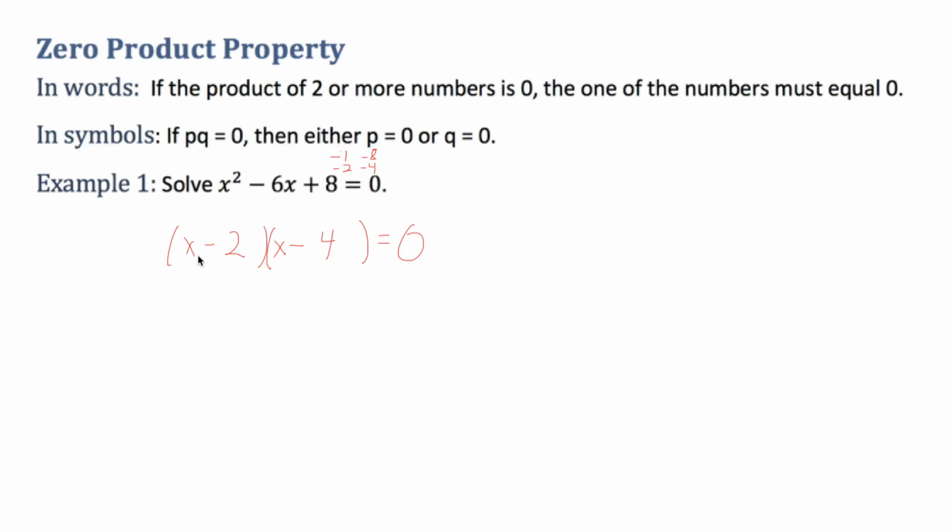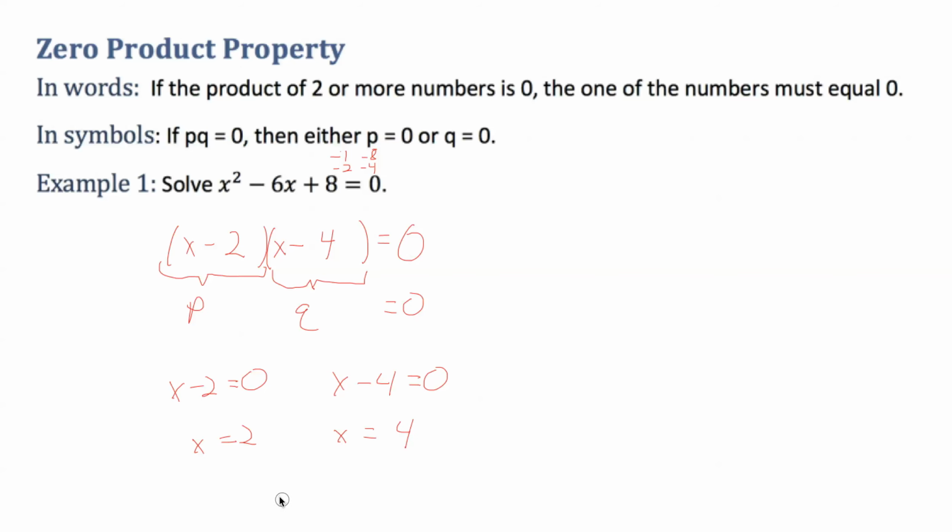Now we're going to use this zero product property. We have two things. This is kind of like our P, and this is times Q, is equal to 0. So either P equals 0, so either x minus 2 equals 0, or x minus 4 is equal to 0. A lot of times we'll just end up doing this in our head, but we could add 2 to both sides and we get x equals 2 or x equals 4.